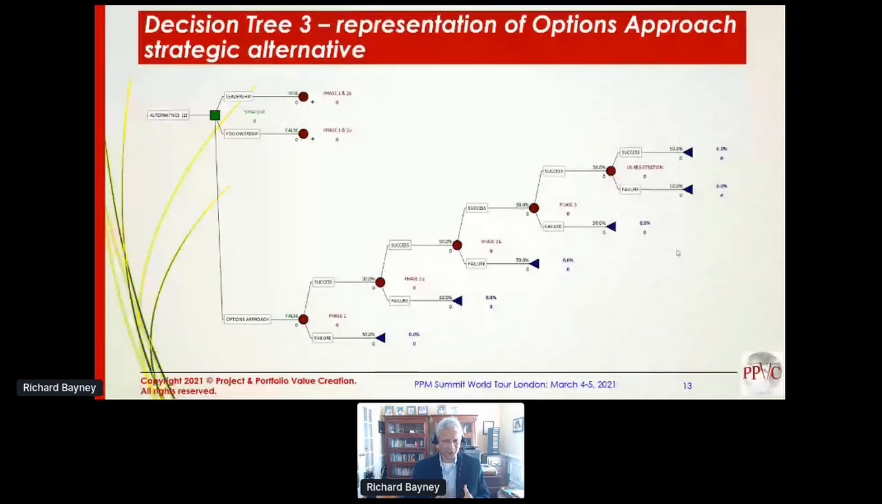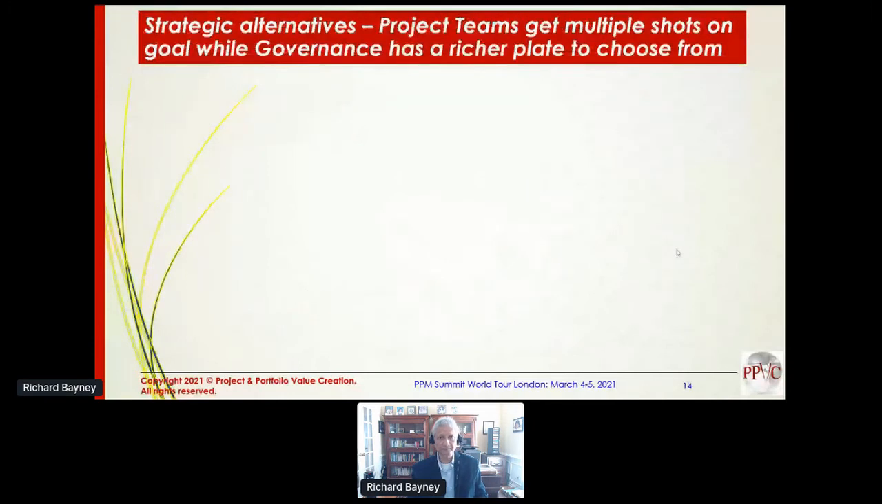Now, what is the real value of doing multiple strategic alternatives for a single project? Why don't we just do a yes-no, generate what you think is your best alternative, and move the governance perhaps at a stage gate review, so that your project can be included in the portfolio or essentially progressed beyond its current phase? Well, in fact, when you generate multiple strategic alternatives, project teams get multiple shots on goal. And in fact, you offer up to governance a richer plate of alternatives to choose from for the purposes of portfolio selection.